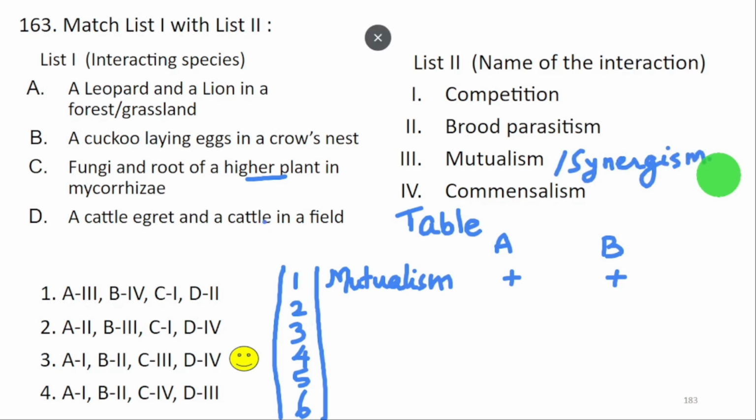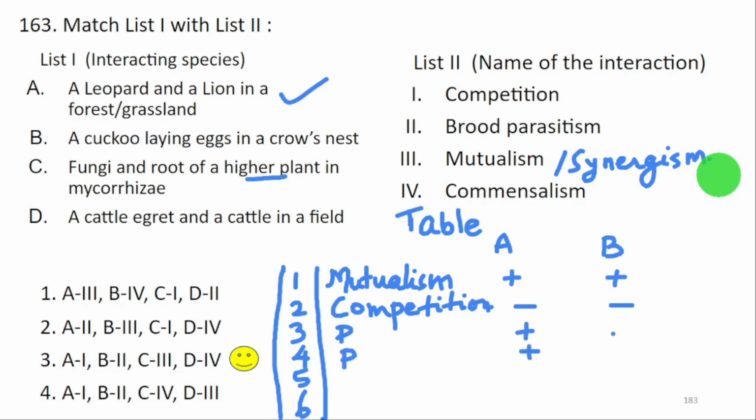Next one, opposite of mutualism will be when both are harmed. And the example is competition. Leopard and lion both are harmed because they are competing for the same source. So competition. Next one, parasitism. Parasitism is not given here. So predation and parasitism. In this case, one is benefited, the other species is harmed.